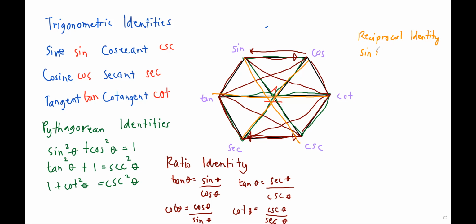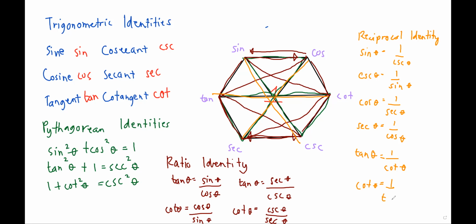First, we have the sine theta. Sabi dyan, sine theta is equals to 1 over cosecant theta and vice versa. So, cosecant theta is equals to 1 over sine theta, and so on. Okay? So, cosine theta, 1 over secant theta, then secant theta is equals to 1 over cosine theta. Then, lastly, tan theta is equals to 1 over cotangent theta. And then cotangent theta is equals to 1 over tan theta. Okay, so yan yung mga set of identities na meron tayo.